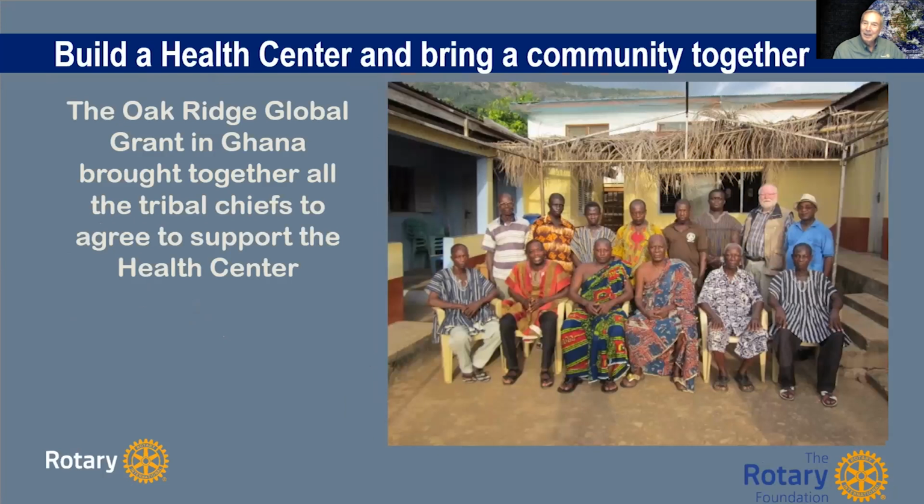There are really some wonderful things that happened, and this is one of the ones that I like to highlight, because Oak Ridge had a global grant in Ghana, and they developed this health center. One of the things they had to do was get all of the tribal chiefs in the area to support it. They got them together, and they all agreed that they were going to support the health center. In the long run, that was probably one of the most significant accomplishments of the project, getting all of the tribal chiefs to work together.